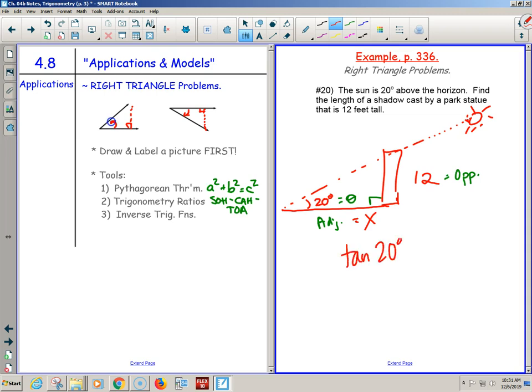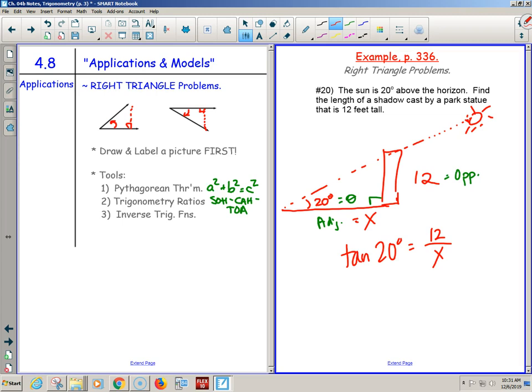Nathaniel, does that make sense? I mean, it was longer than 12, but how much longer? You just enjoy guessing. But does the actual, getting precise, does that make sense? We have our opposite, we have our adjacent, we have our angle. Let's tie it all together.